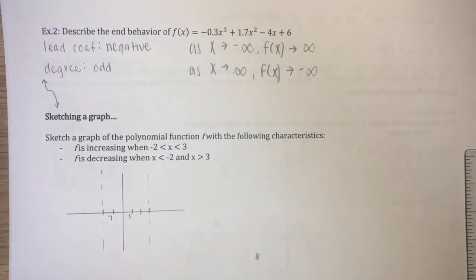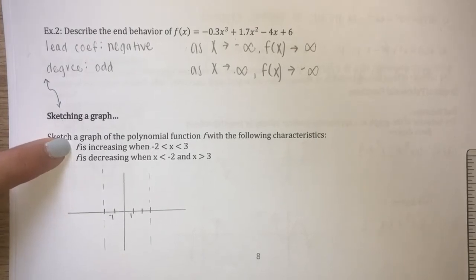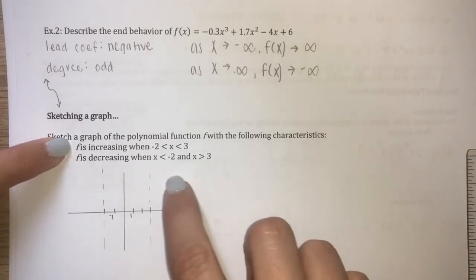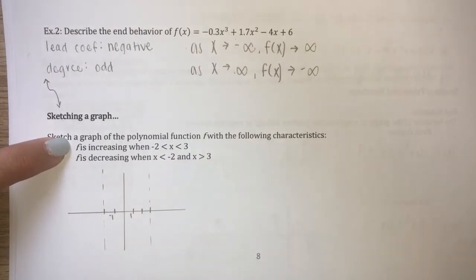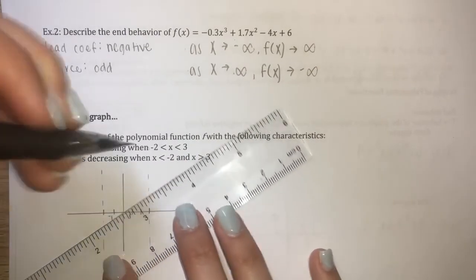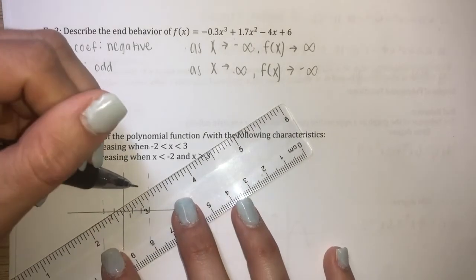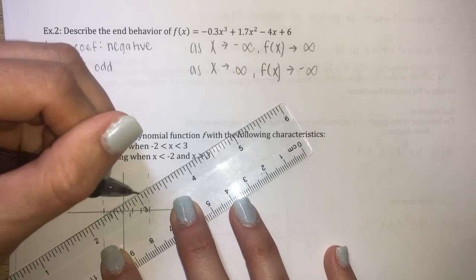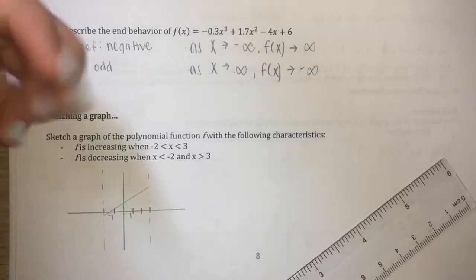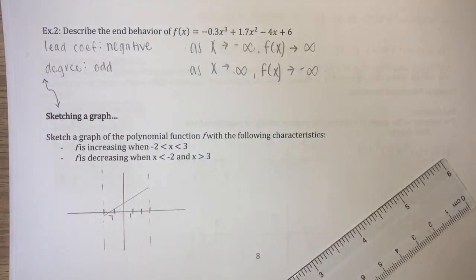And then from there we can sketch this graph. So first thing it says is f is increasing from -2 to 3. So when x is greater than -2 and less than 3. It doesn't matter where you start the graph because it doesn't specify, so there's no way to know. All that matters is that it's increasing between those two points. So we just need to draw a line that's increasing, so it's going up from left to right.